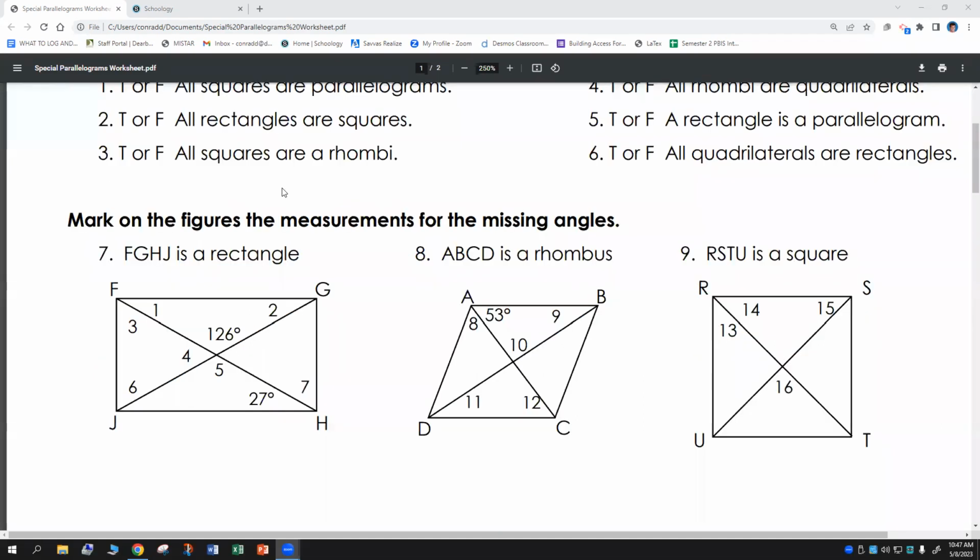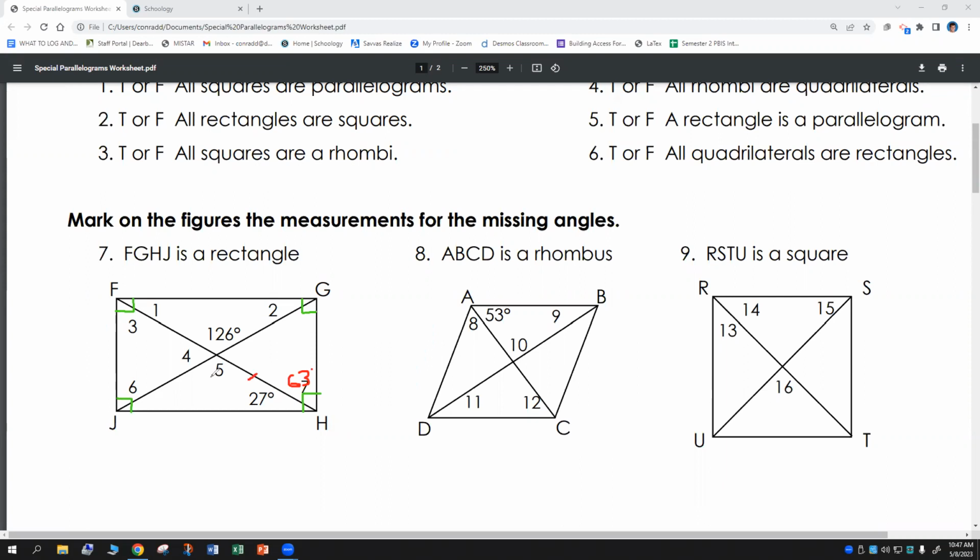All right, 7, 8, and 9 have to do with the angles. So in a rectangle, the 4 angles of a rectangle are 90 degrees, right? Because a rectangle is a parallelogram with 4 right angles. Okay, which means when we draw in our diagonals, each corner is going to have to add up to 90. So 27 degrees and the 27 here are going to have to add up to 90. So 90 minus 27 gives me 63 degrees.